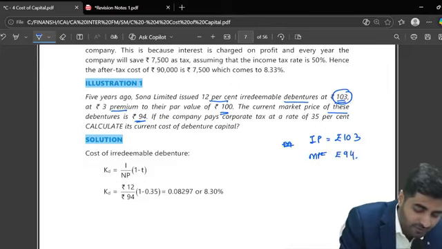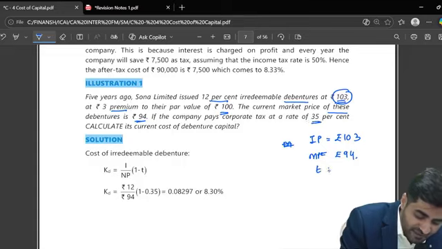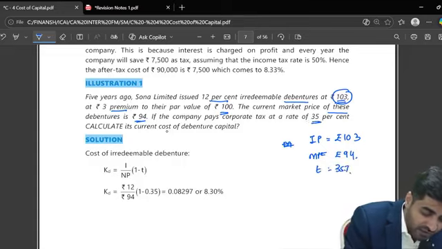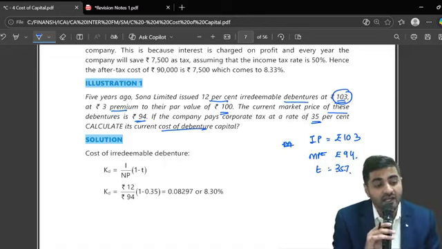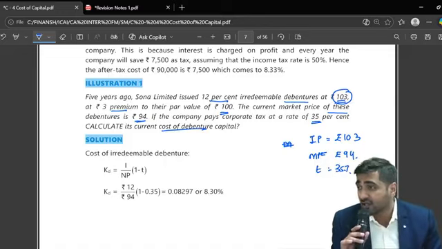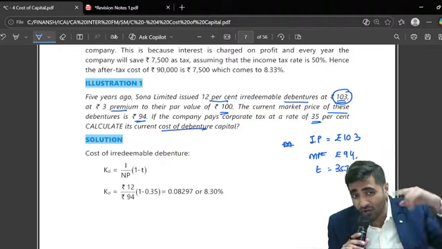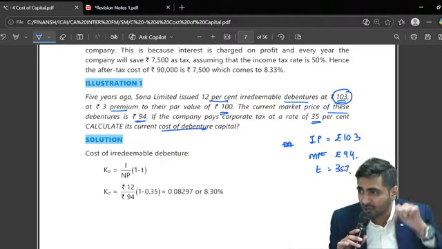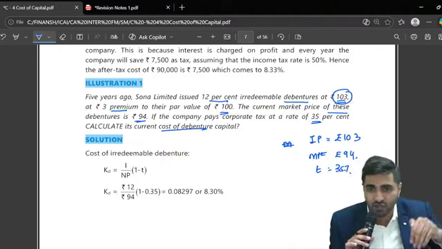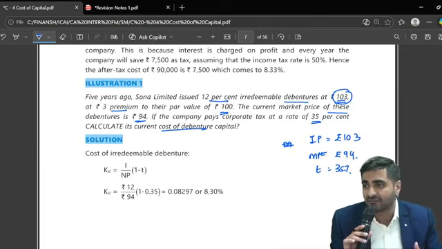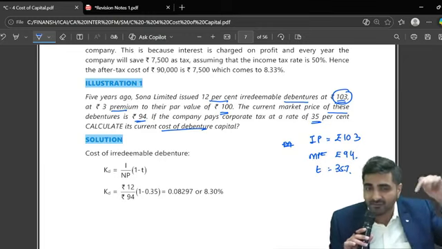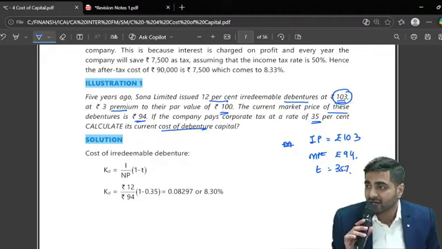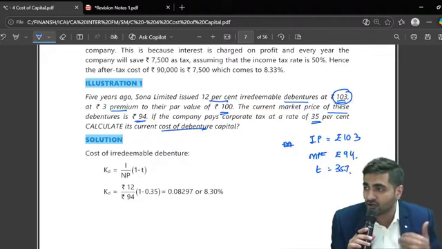It is nothing but rupees 94. If the company pays a corporate tax rate of 35%, calculate the current cost of debenture capital. So we are required to calculate current cost. It means cost as on today, not cost 5 years ago. If we are required to calculate current cost, that is cost as on today, so should we divide that by issue price or should we divide that by the market price? Market price, obviously, because we want to calculate the cost today.